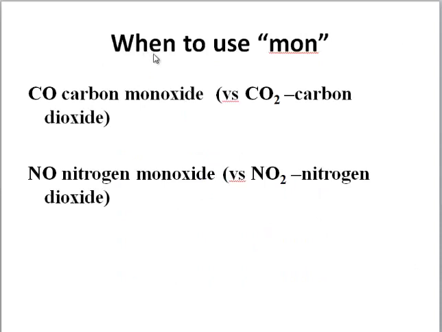It's logical at this point to wonder when to use the mono prefix. For this course, there are two compounds where the mono prefix will be used. Carbon monoxide, CO, and this is done principally to distinguish it from carbon dioxide, and nitrogen monoxide, NO, and again the prefix is used principally to distinguish it from nitrogen dioxide.